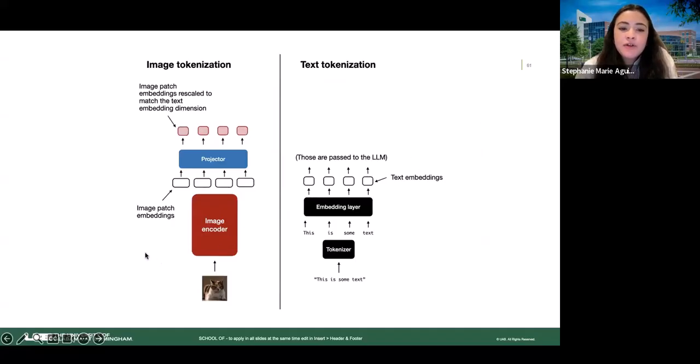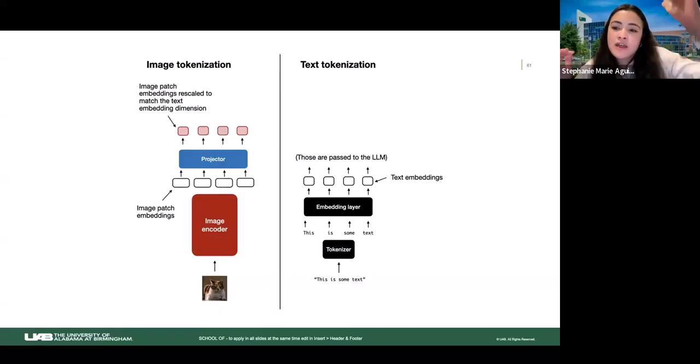You have the image encoder, you have the image patch embeddings, you have the projector, which is also a little bit of a linear regression. And then you match those spaces with the text. So this is some text and you pass this through. So you have image tokenization and then text tokenization. And yet the attention portion is still very similar if you're just looking at the image alone and then text alone.